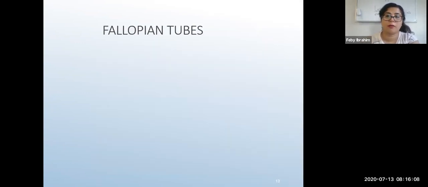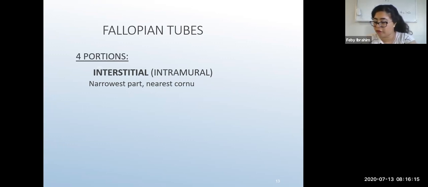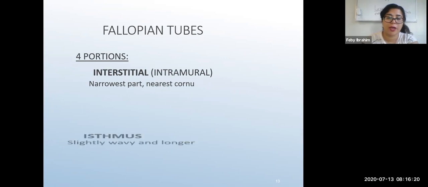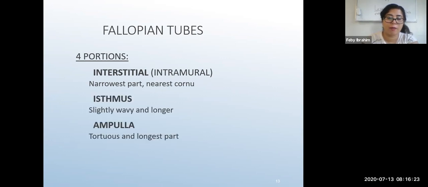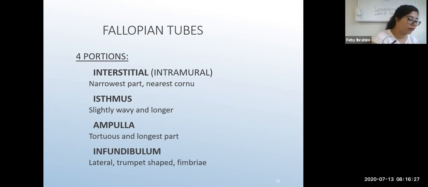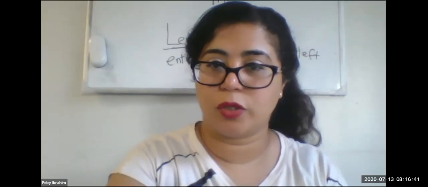Next will be the fallopian tube parts. We have 4 portions: the interstitial, the isthmus, the ampulla, and the infundibulum. Let's talk about the fallopian tube parts. I'm going to show it to you.